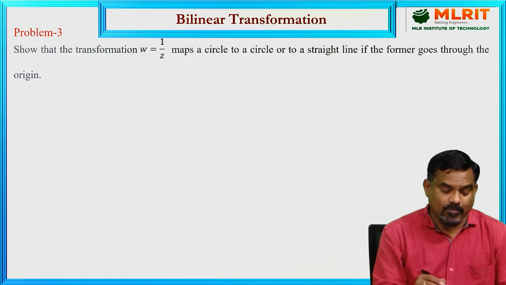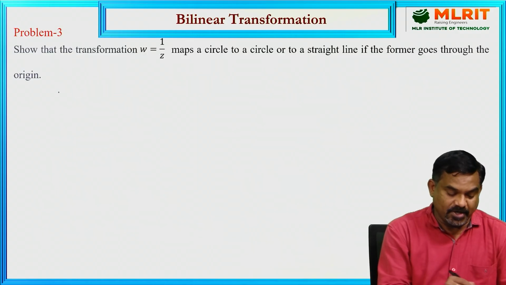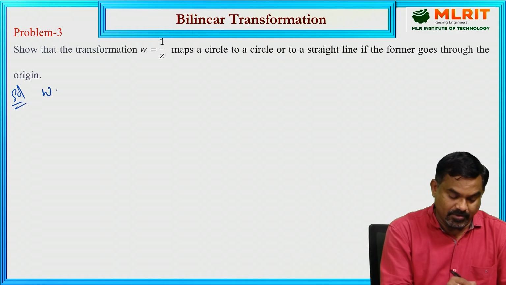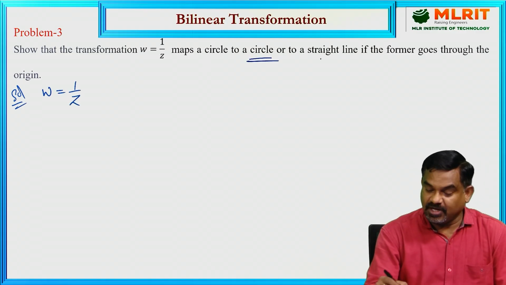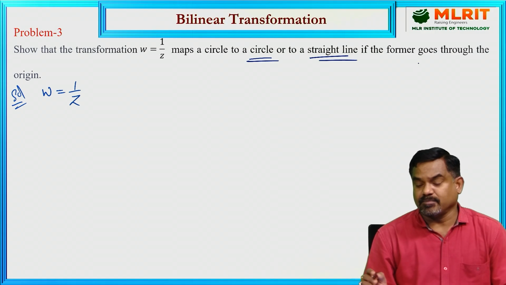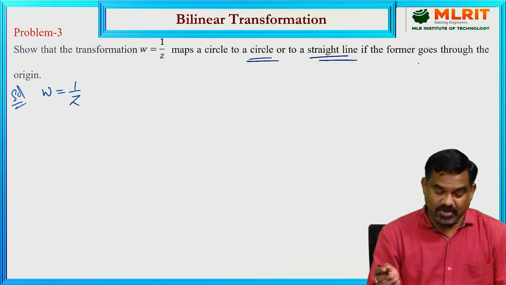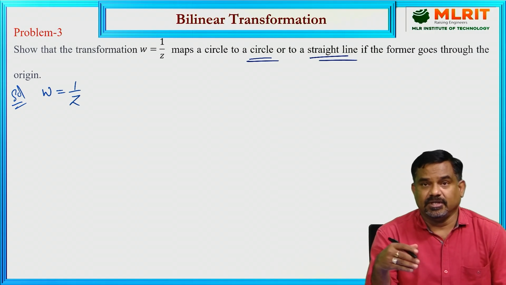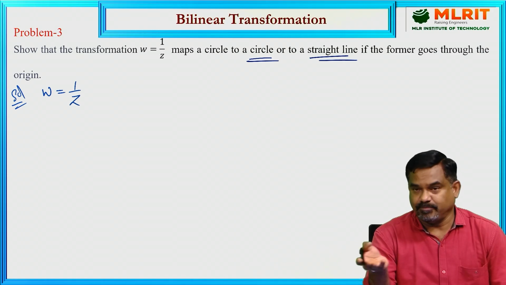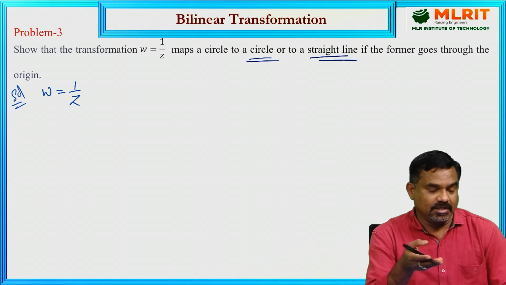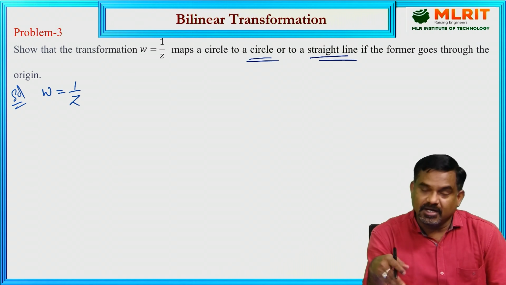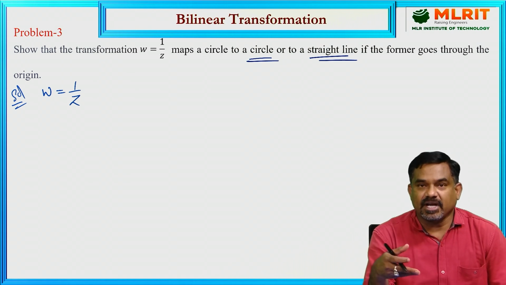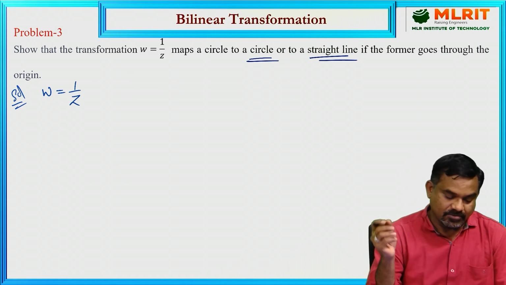Coming to the third problem, show that the transformation, again the same, W equal to 1 by Z, maps a circle to a circle or a straight line if the former goes through the origin. So either it transforms into a circle or a straight line. Just now we have proved in the previous problem that a circle is transformed into a straight line. Similarly here sometimes it may transform into a circle also. So that we need to prove.